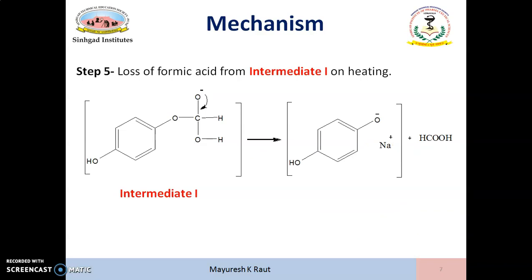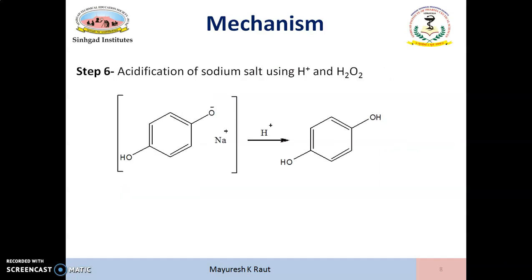Step 5, there is loss of formic acid from intermediate 1 upon heating. So from intermediate 1, there is loss of HCOOH and we will get our required sodium phenoxide ion. And the last step is acidification of the sodium salt using H plus and H2O2. So this phenoxide ion will get acidified with H plus ion and we will get a dihydroxy compound.